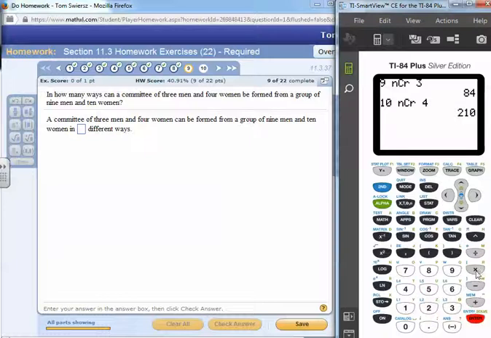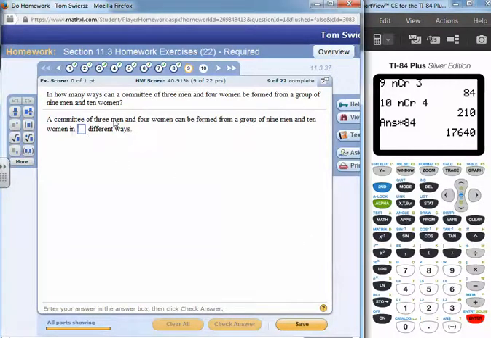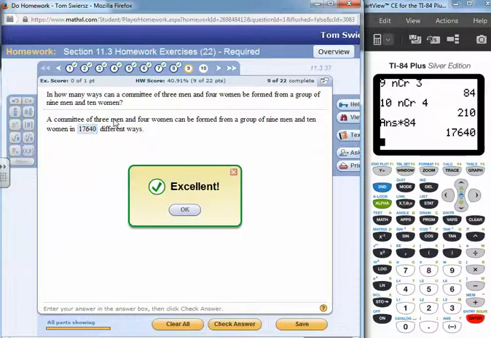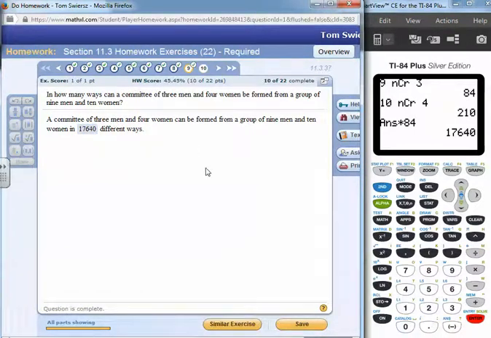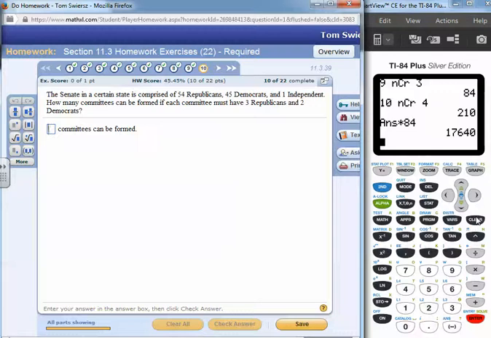So we've got 210 times 84 for the number of ways to get the men and women, and we get a total of 17,640. Okay, and that is the correct answer. Very good. All right, let's look at number 10.